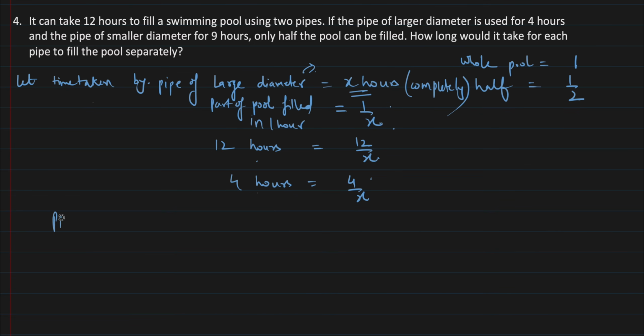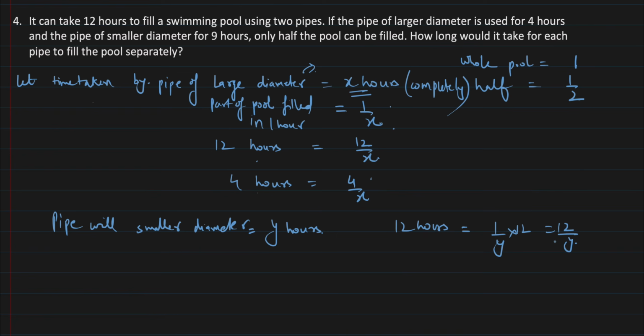Similarly for the pipe with smaller diameter, we'll take it as y hours. Okay, so for 12 hours, how much part will it fill? 1 by y into 12, which is 12 by y. And for 9 hours it is working, so it will be 9 by y part of the tank filled.